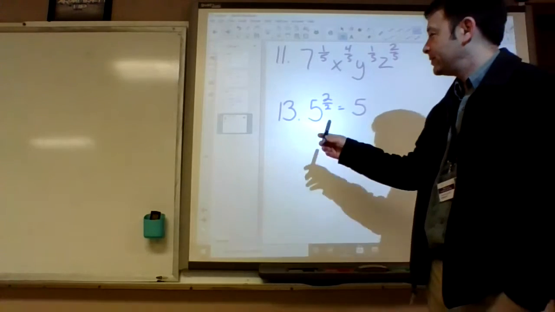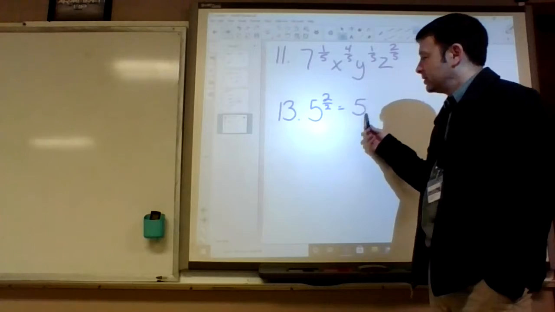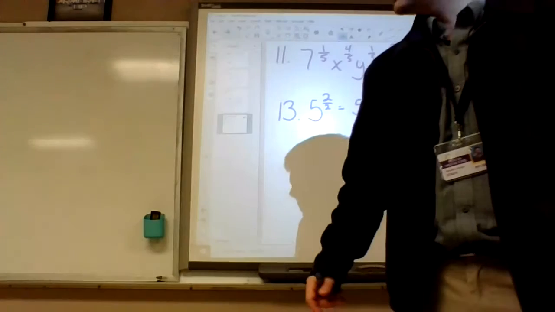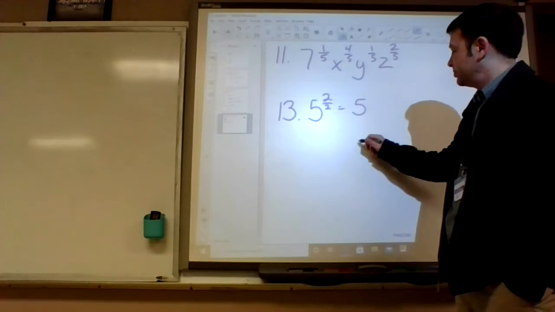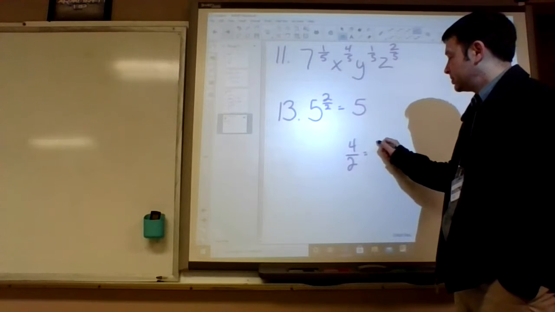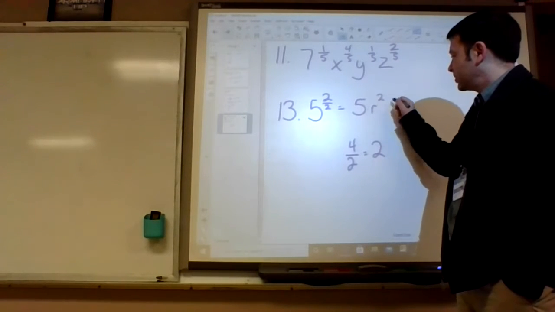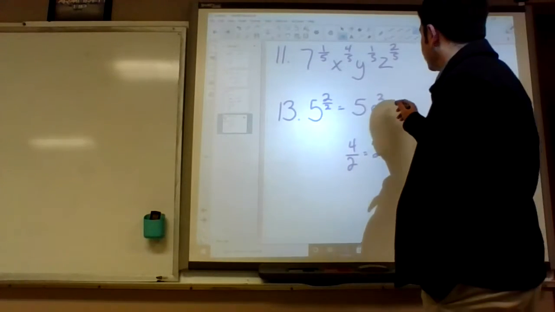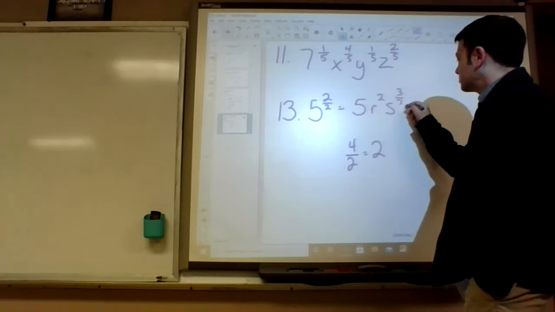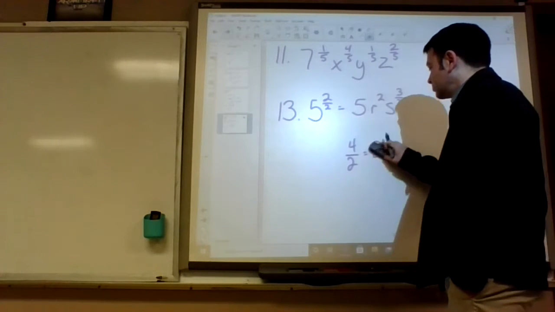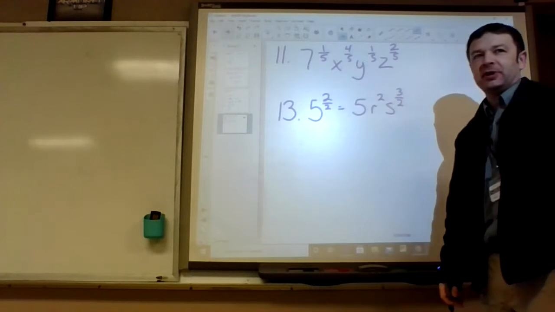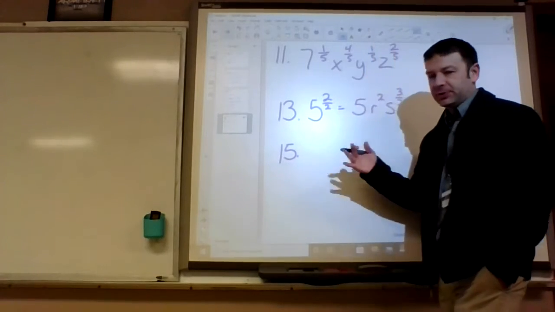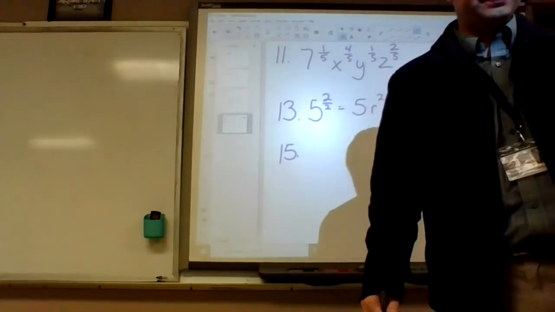So if you change it to exponential form, it's just 5 also. So anyway, r to the what? To the 4 over 2, and 4 over 2 reduces to 2. So r squared. S to the 3 over 2. So actually, if you get comfy with this, it's the easier way to write stuff, and it's easier to put stuff together too.